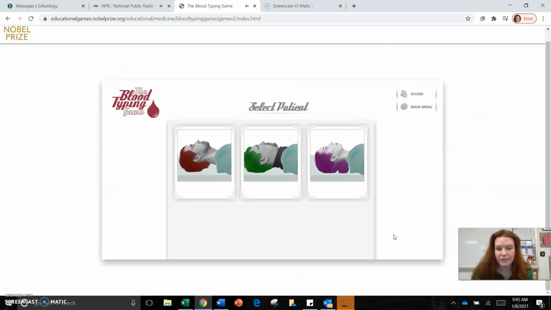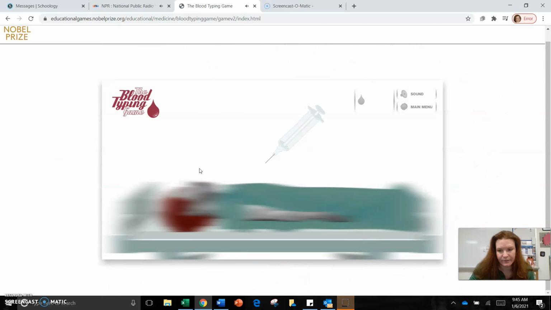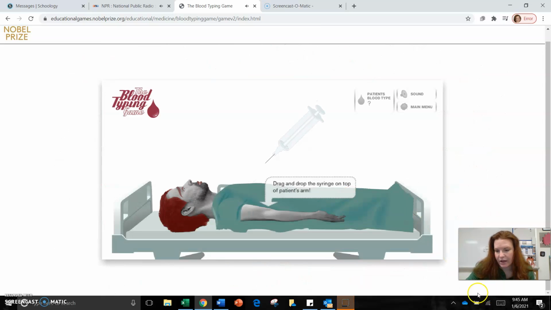Okay, so our first step is we need to select a patient. So I'm going to select this guy who has this red colored hair. Now, one of the cool things about this lab is that you can drag the syringe down and get blood out of the guy's arm, but it's kind of fun if you stab him in the face, he will scream. We'll do that a couple times just for fun, get it out of our system. All right, now let's get some blood.